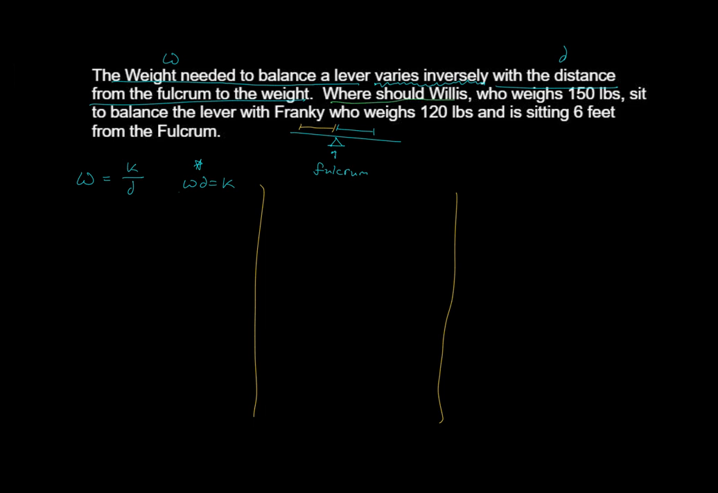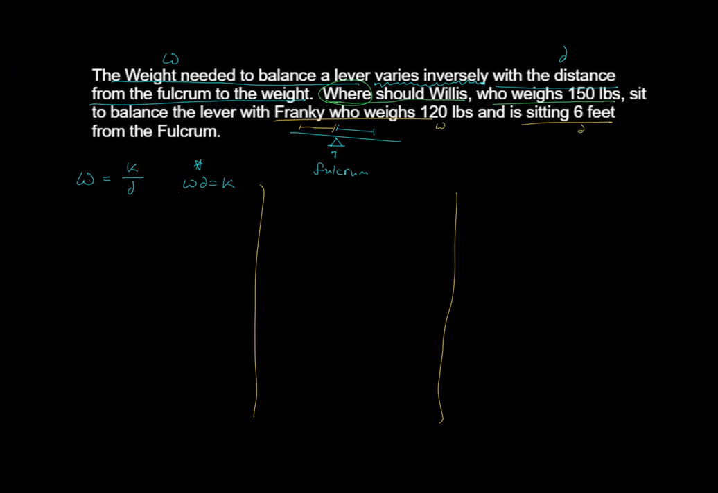The information about Willis is asking where should Willis sit, who weighs 150 pounds. I don't have both the distance and the weight for Willis because it's asking me where should he sit. So we don't know both things for Willis, so that's not the completed set of information. On the other hand, Frankie weighs 120 pounds and is sitting 6 feet from the fulcrum. So this is the completed set. We have both the weight and we have the distance.